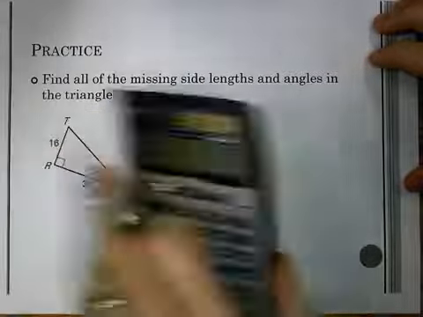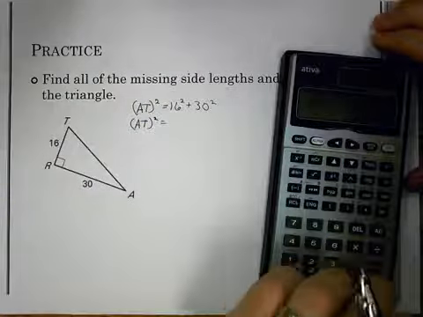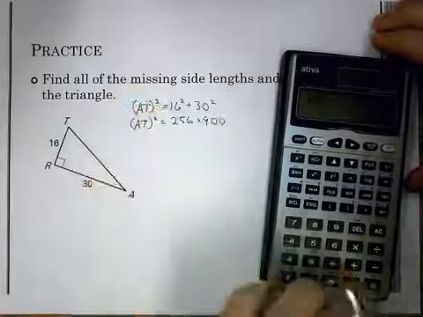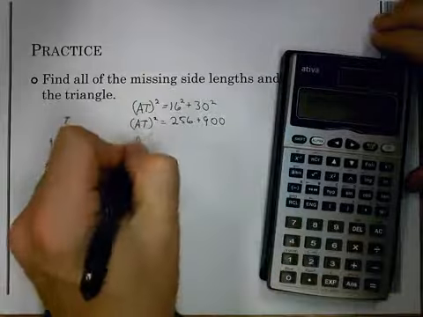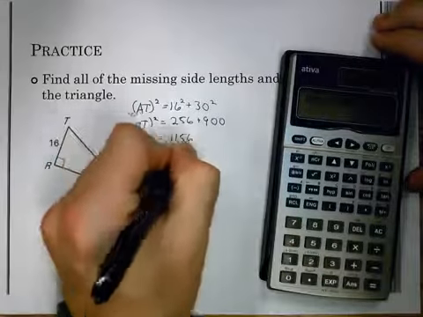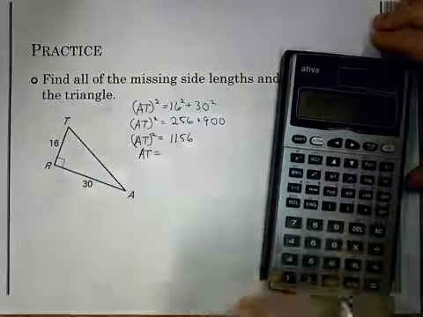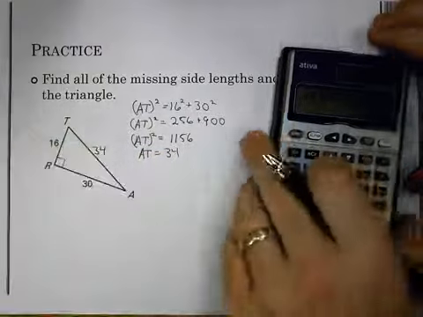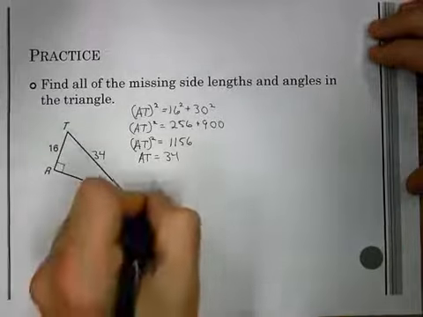16 squared is 256. 30 squared is 900. That gives us AT squared is equal to 1156, and AT is 34. Okay, so we have our 3 sides. Now we need an angle. So this is going to use the inverse ratios.